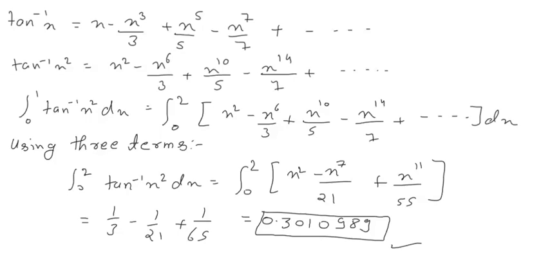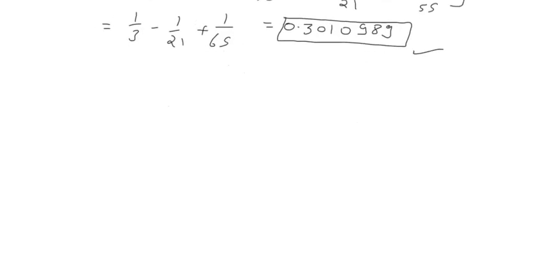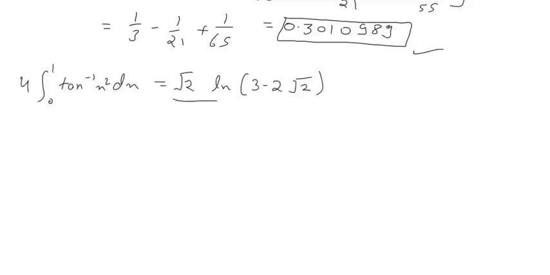Now moving further, after finding this value, for the integration from 0 to 1, taking the constant value before the integrating part, the integral of tan inverse x square dx is equal to root 2 ln of (3 minus 2 root 2) upon 4 minus pi times (root 2 minus 1) upon 4.